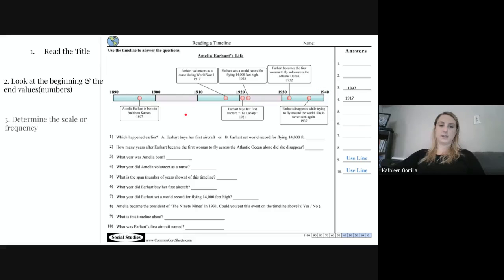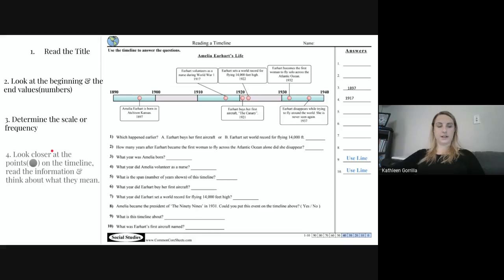That brings us to the next point. You determine the scale, or the frequency. How much is in between each line here? We jumped from 1890 to 1900, 1900 to 1910, 1910 to 1920. See that? You can see 10, 20, 30, 40. So I know it's increasing, or there are 10 years in between each space.